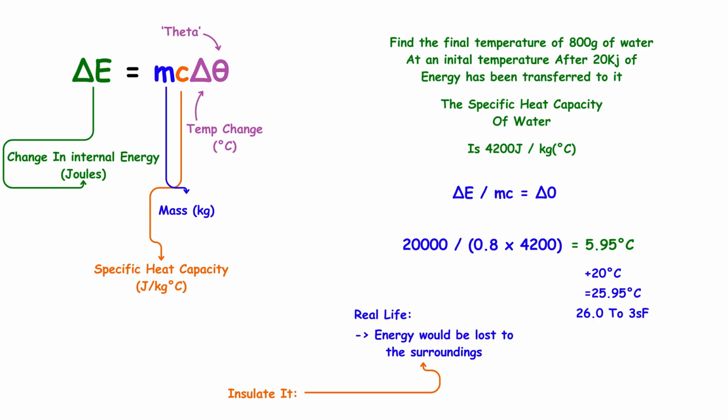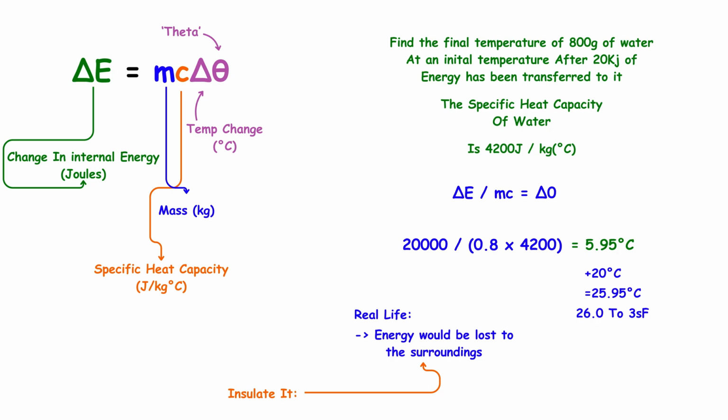Next, we convert all units to the standard ones. 800 grams becomes 0.8 kilograms, and 20 kilojoules becomes 20,000 joules. Plugging these into the formula, we calculate a temperature change of approximately 5.95 degrees. Adding this to the initial 20 degrees gives us a final temperature of 25.95 degrees, which we can round to 26.0 degrees if we want to give our answer to three significant figures, as a standard practice.